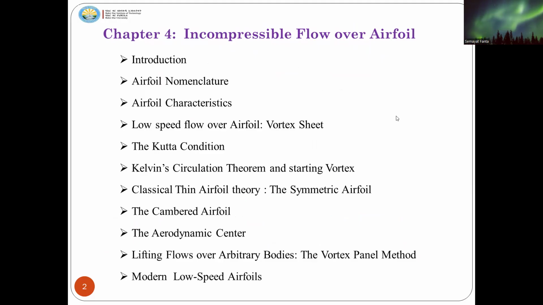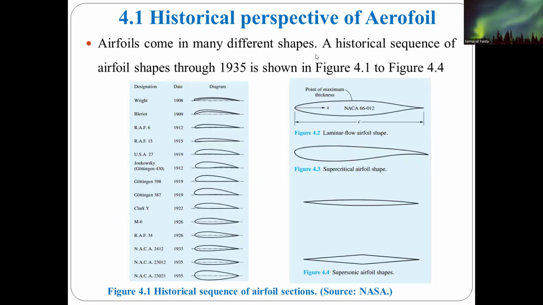the NACA representation of aerofoil, low speed flow over aerofoil, the vortex sheet method, which is a numerical method, the Kutta conditions, the Kelvin circulation, again, the classical thin aerofoil theories of the symmetric aerofoil as well as the cambered aerofoil. And there's a definition of aerodynamic center, the lift flow over arbitrary bodies, which we have discussed in the previous chapter, that can be also summarized on the point of vortex panel method and the modern low speed aerofoil. So these are the topics to be covered.